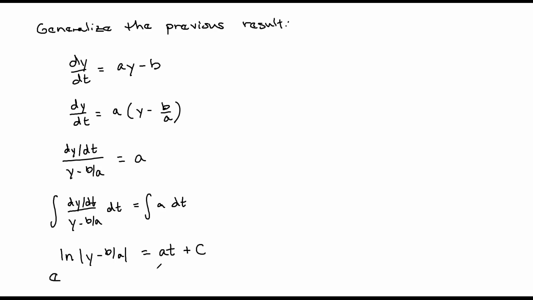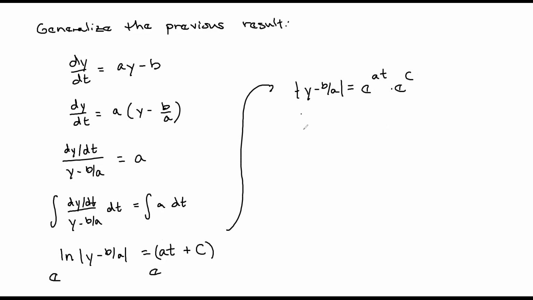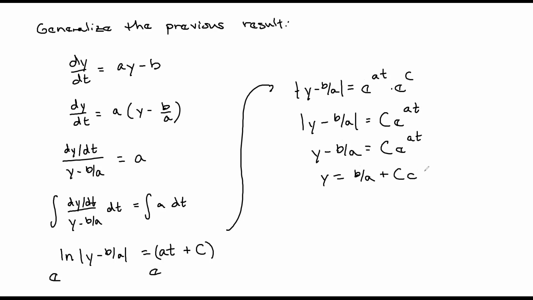We can do that by making both sides the exponent of e. Then the e and the natural log will cancel. And we'll get y minus b over a equals e to the at times e to the c. And then we can replace e to the c with just a single c. And then this is positive, so we can ditch the absolute values. And then we'll get y equals b over a plus c e to the at. So assuming we start off with this differential equation, we can get to here.